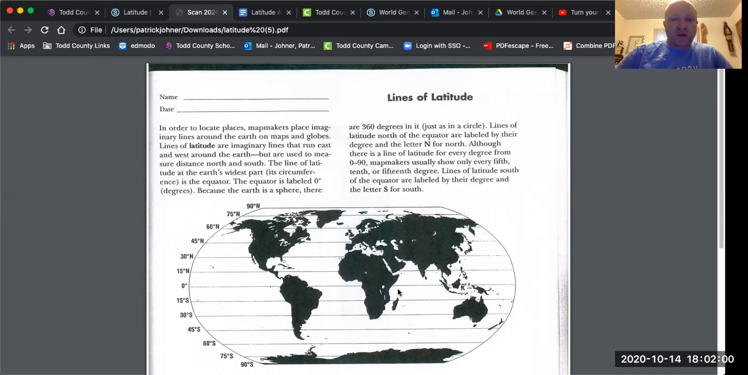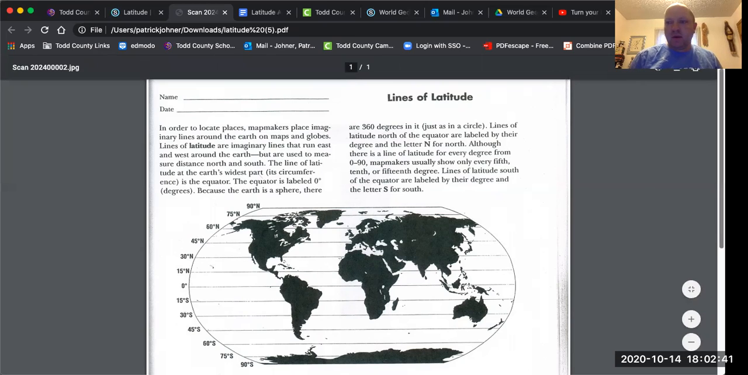Because the Earth is a sphere, there are 360 degrees in it, just like a circle. Lines of latitude north of the equator are labeled by their degrees and the letter N for north. And most map makers, they'll either go by 10s or 15s. If you notice, 0, 15, 30, 45, 60, 75, 90. So these go by 15s. If it's south of the equator, you're going to see the degree and the S. It goes from the equator all the way down to the South Pole this way, and from the equator all the way up to the North Pole this way.